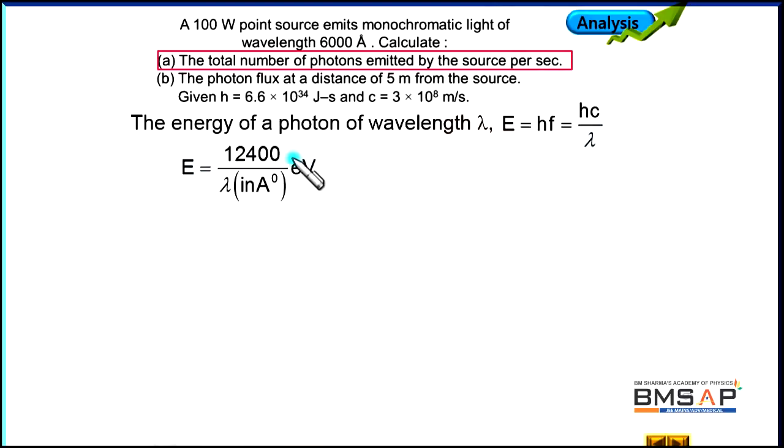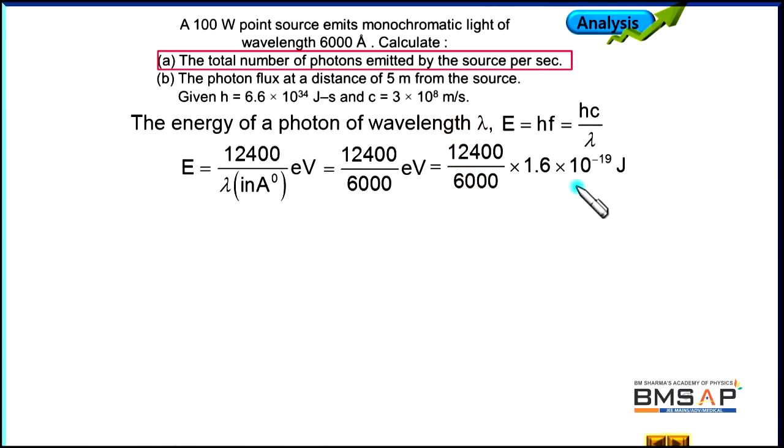The value will be in electron volt. So let us substitute the value, lambda equal to 6000 angstrom. So after calculation, this is equal to 12400 divided by 6000, but it is in electron volt. And if you want to convert this value to joule, we need to multiply this quantity with 1.6 into 10 to the power minus 19, right. And here we can calculate, and this value is equal to 3.3 into 10 to the power minus 19 joule. This is the energy of a photon, right.